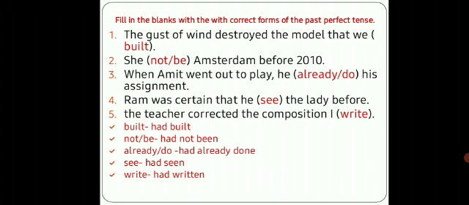Okay, so once again we'll see the verbs here. Built, had built. Not, be, had not been. Look at the third sentence. Already. Do is there, no? So we have changed that to had already done. In the next sentence, you see the word see. So had seen. And in the fifth sentence, write. So we have changed to had written. So that's how we filled the blanks with the past perfect tenses of the given verb.